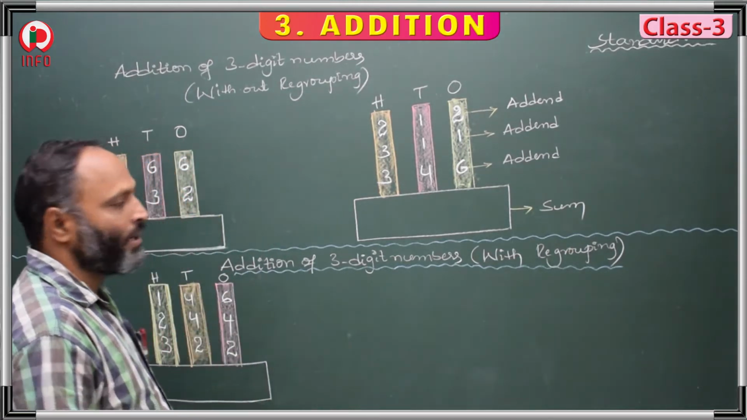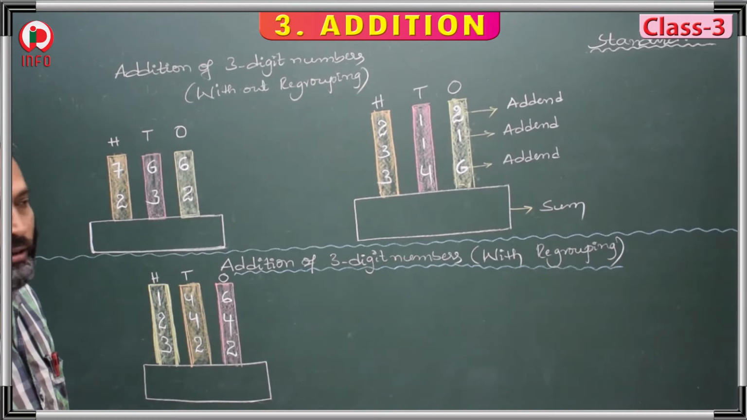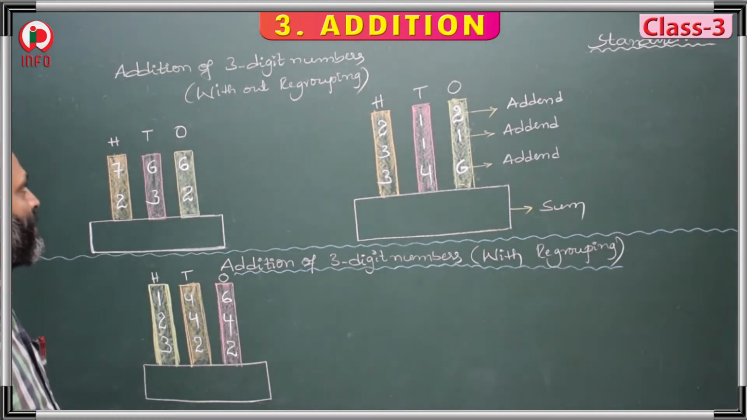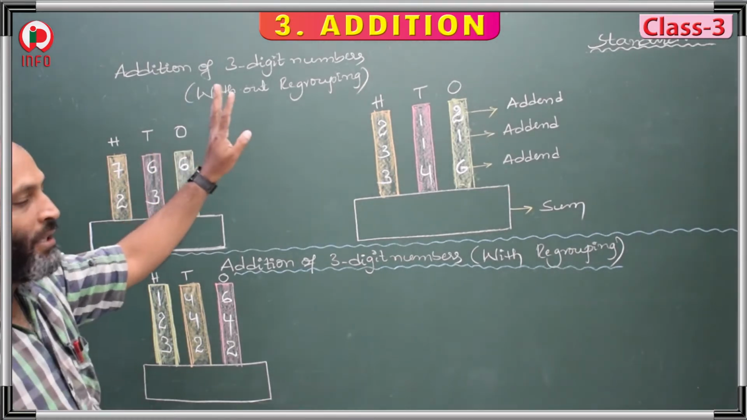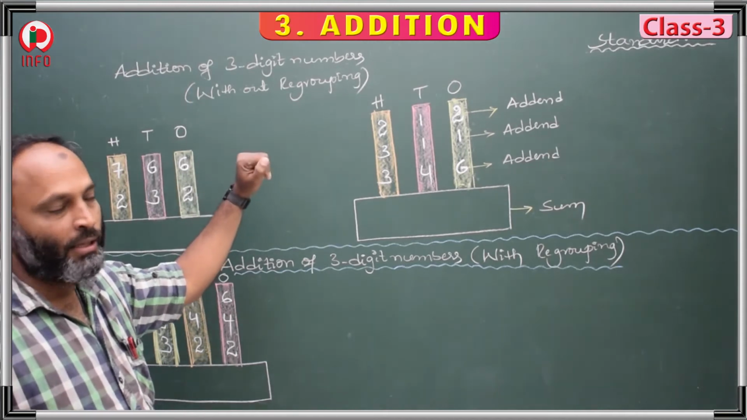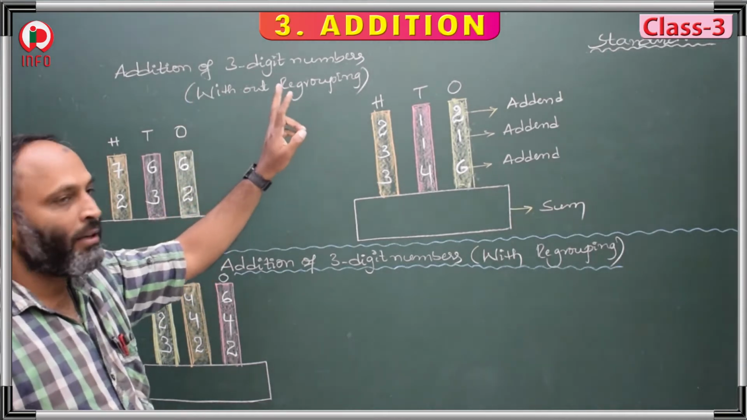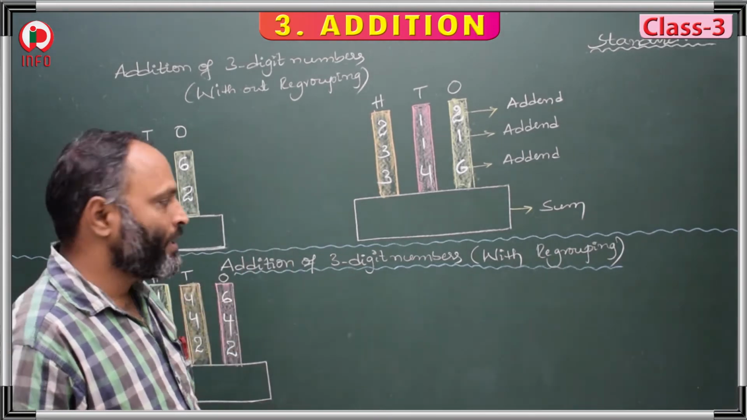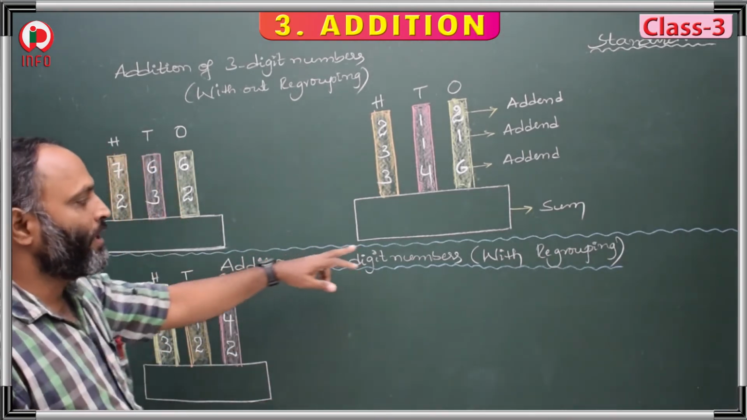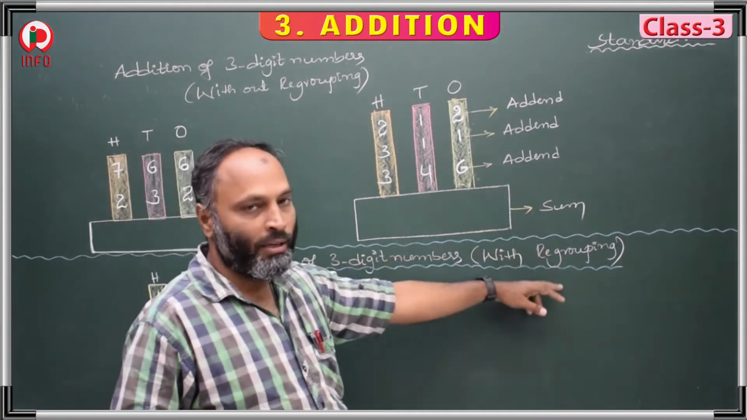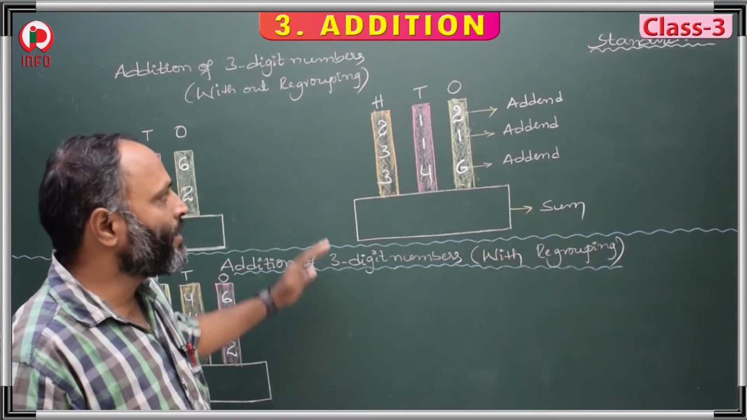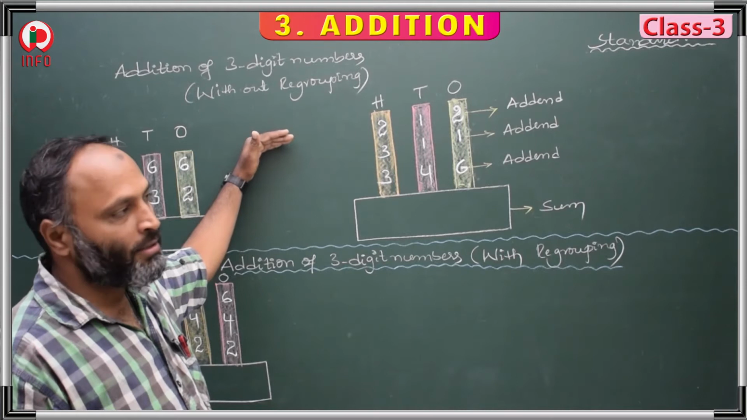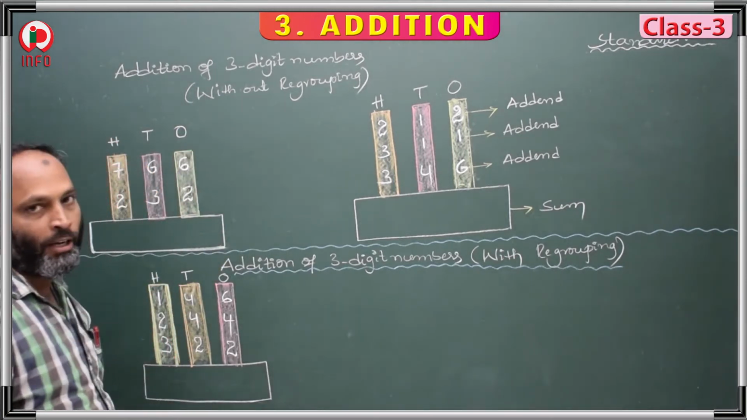In the second class, what we discussed and learned, just see here first. Addition of 3 digit numbers without regrouping, how to add without regrouping. And this is addition of 3 digit numbers with regrouping. This is regrouping, this is without regrouping. So then how to add without regrouping?